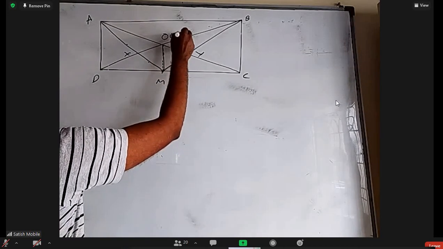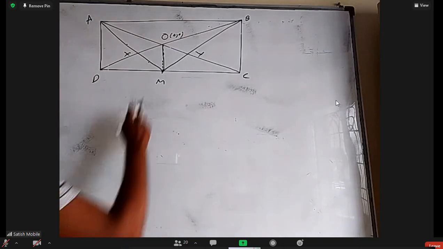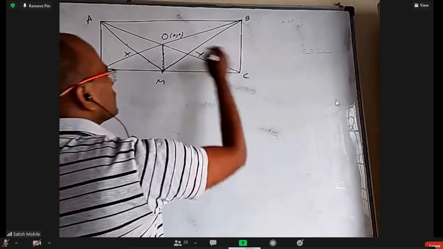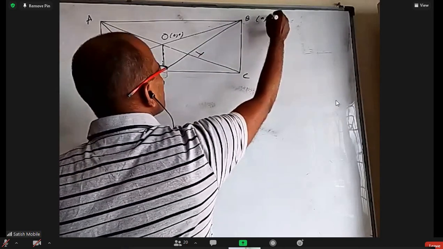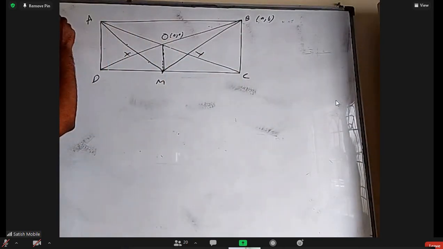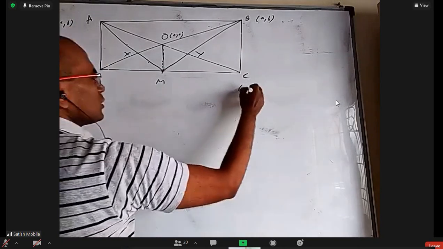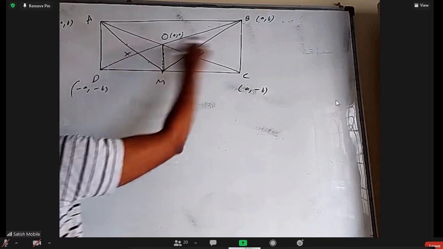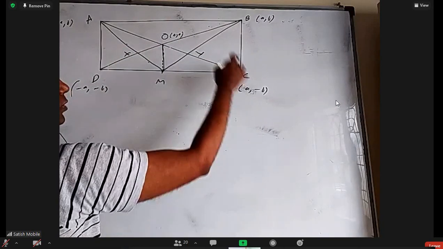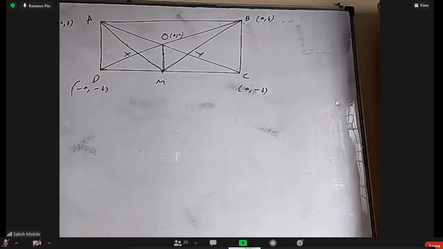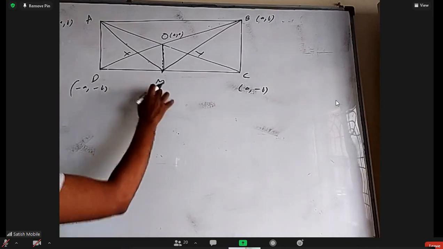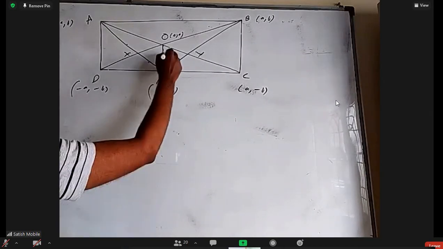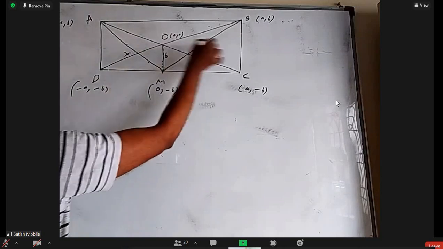I'll take this as the origin. I'll take this as A, and let us say this length is B. So this will be A comma B, this will be minus A comma B, A comma minus B, and minus A comma minus B. I'm taking the x axis here, the y axis here, A forward, B downward, B up. What is this point? 0 comma minus B. So basically, this is B units.